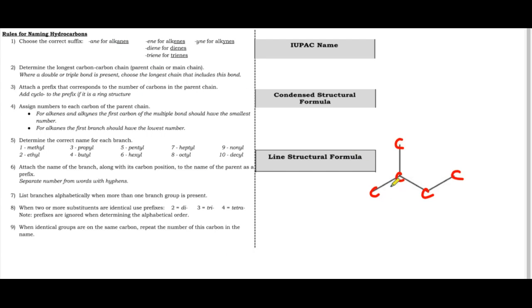Since they're all single bonds, we know that the hydrogens are there, but they are invisible in the line structural formula. We are dealing with alkanes. So at the end of the main chain or the parent chain, it will have the suffix ane. We now need to determine the longest carbon-carbon chain. So we can move from 1, 2, 3. That's one option. 1, 2, 3, 4. Or 1, 2, 3, 4, or 1, 2, 3, 4.